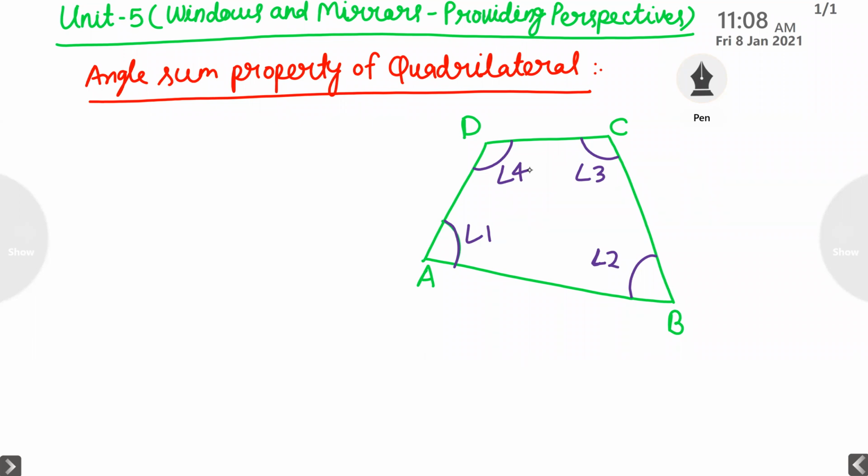If I add all 4 interior angles, then we will get 360 degrees. So the angle sum property of quadrilateral: angle 1 plus angle 2 plus angle 3 plus angle 4 equals 360 degrees. This is called the angle sum property of quadrilateral. When you are solving any question and applying this property, you have to mention in the bracket: angle sum property of quadrilateral.